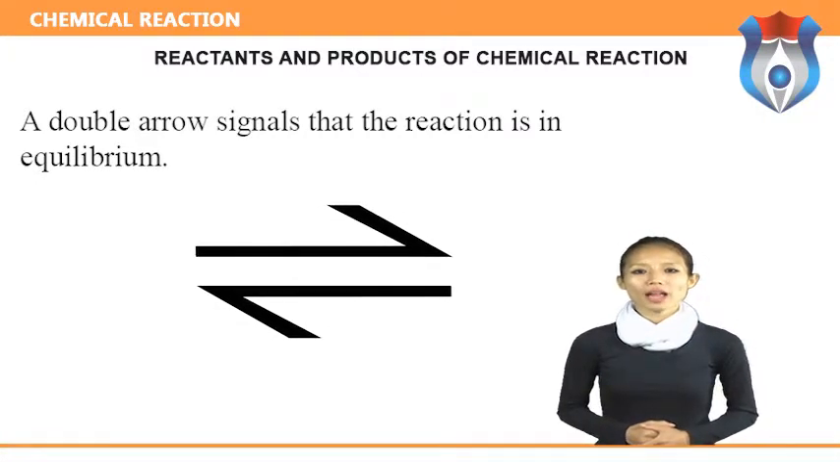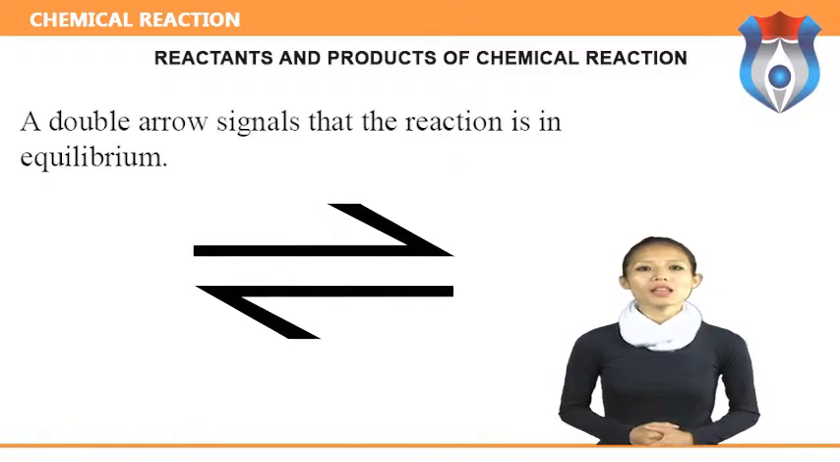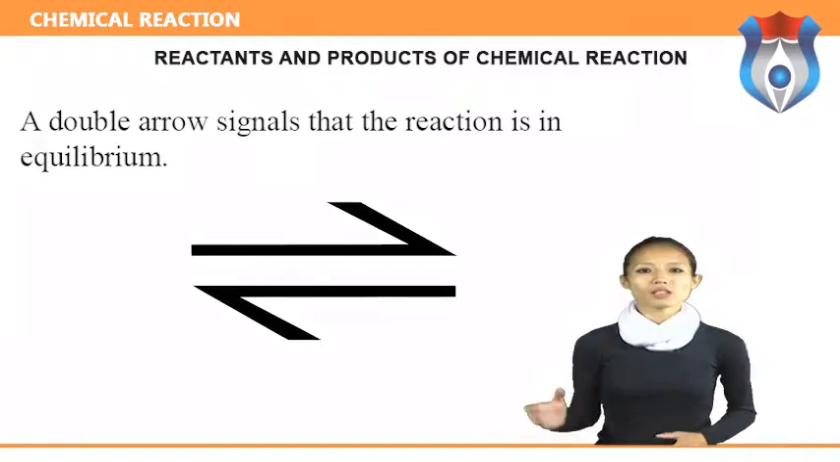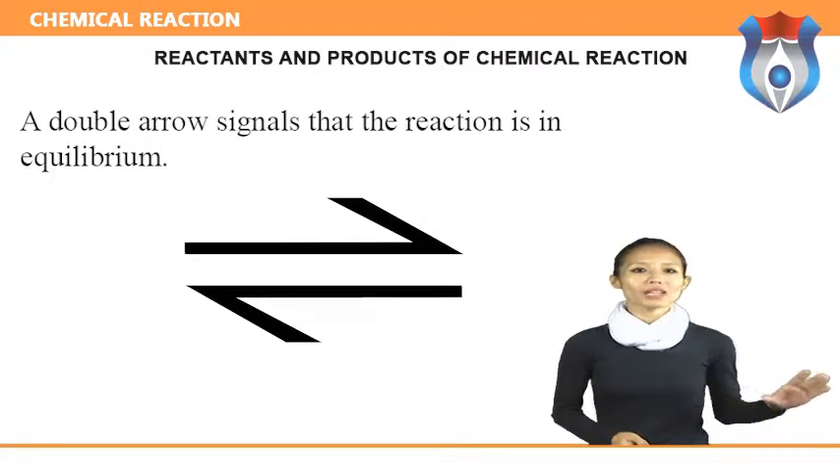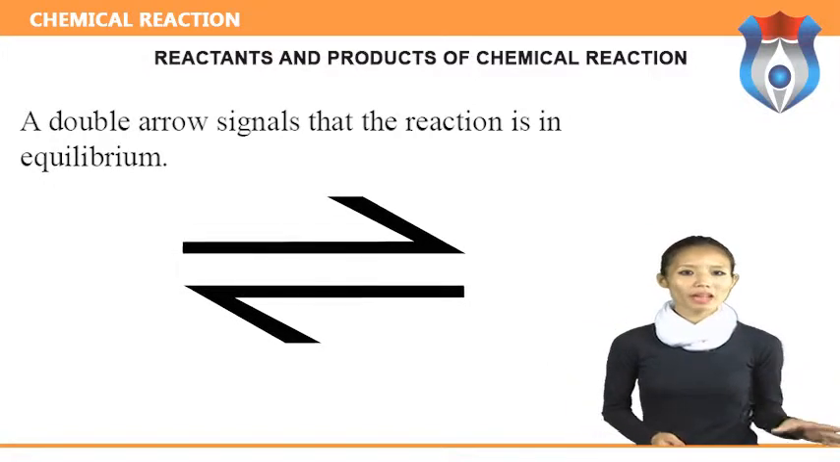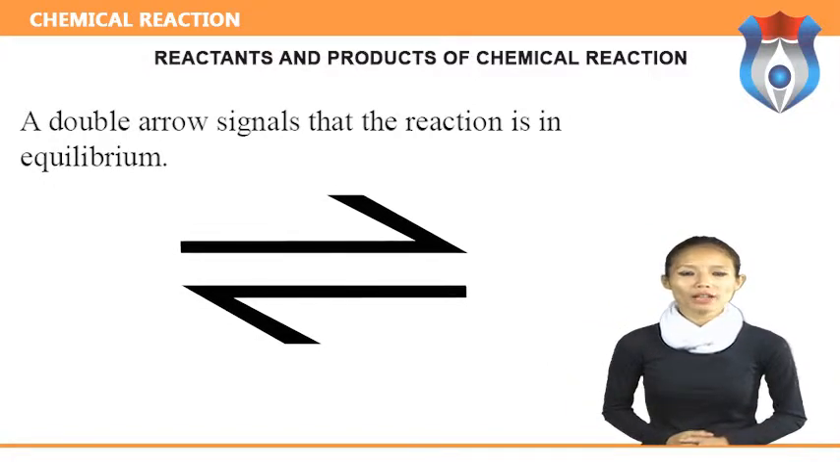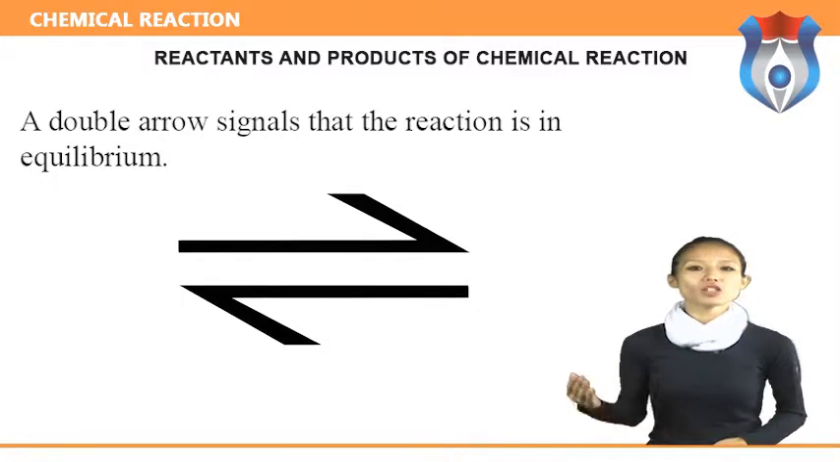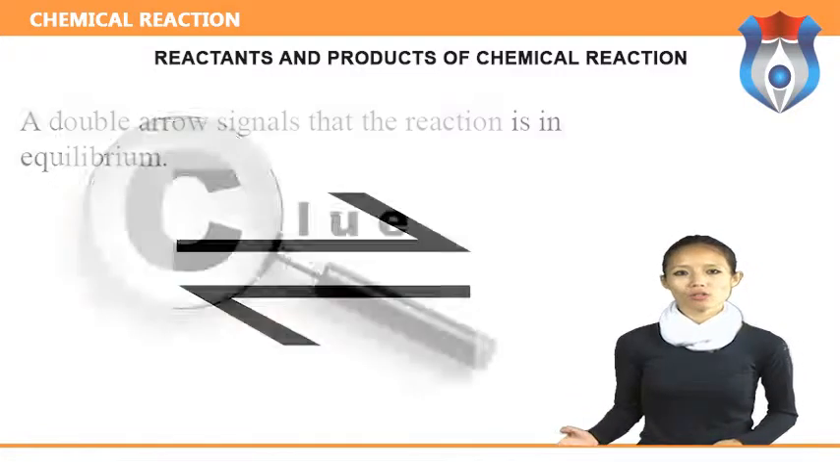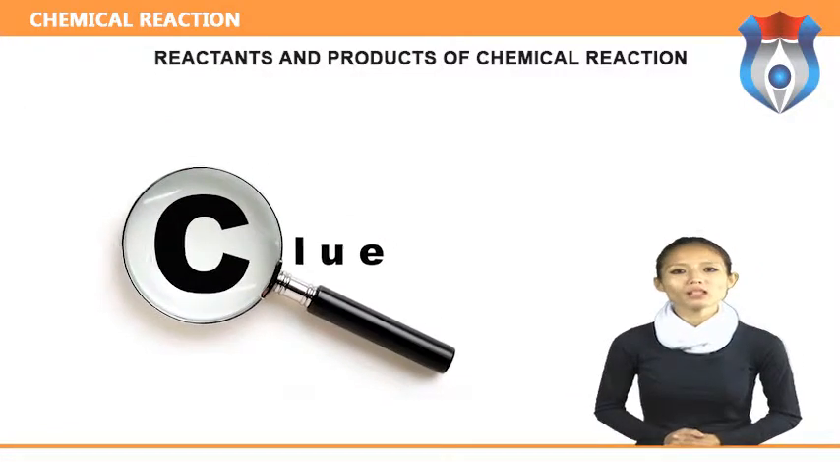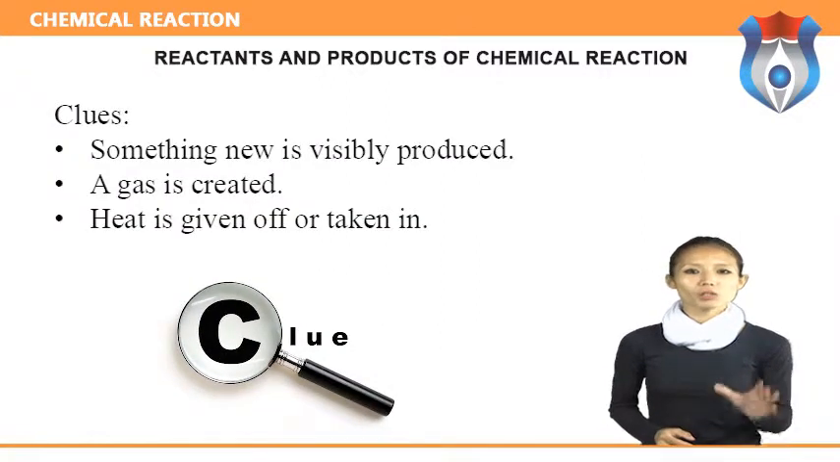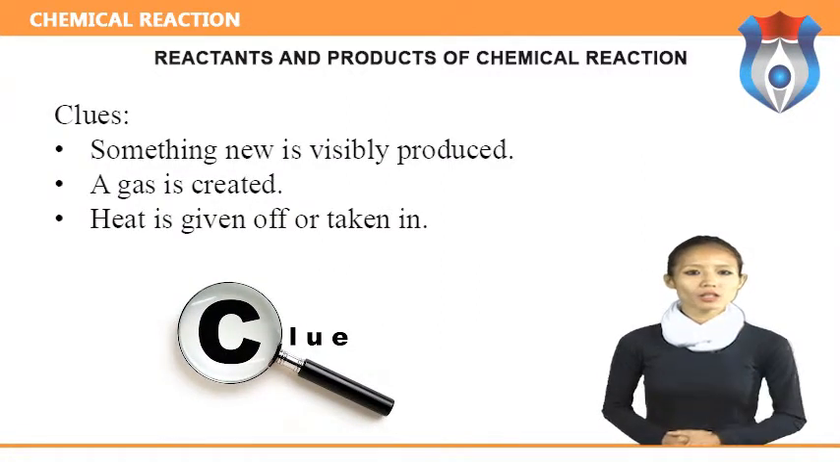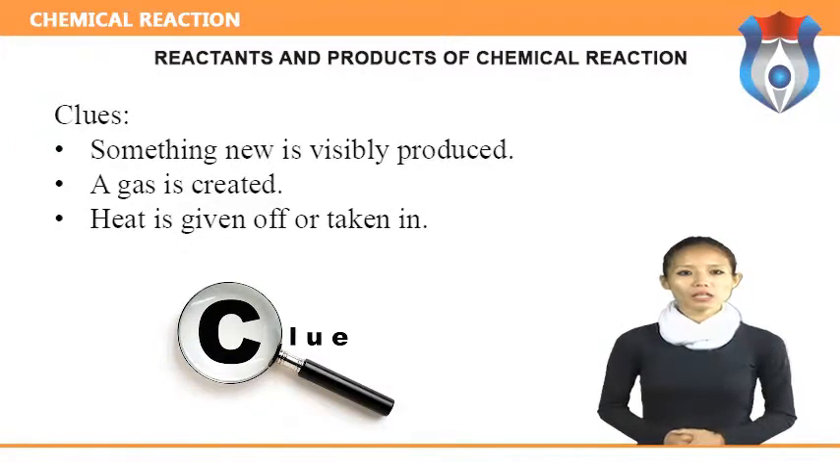In a chemical reaction, substances, elements and/or compounds called reactants are changed into other substances, compounds and/or elements called products. We cannot change one element into another in a chemical reaction. That happens in nuclear reactions. Instead, we create a new substance with chemical reactions. A number of clues show that a chemical reaction has taken place. For example, something new is visibly produced. A gas is created. Heat is given off or taken in.